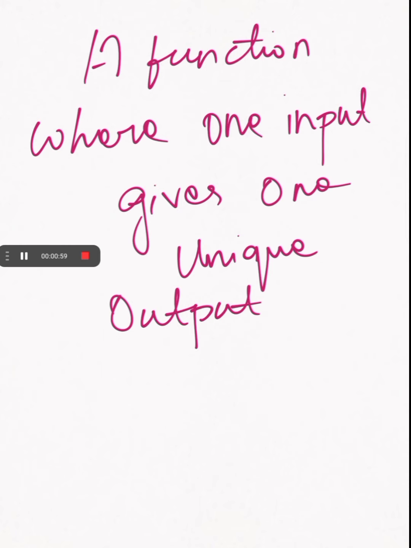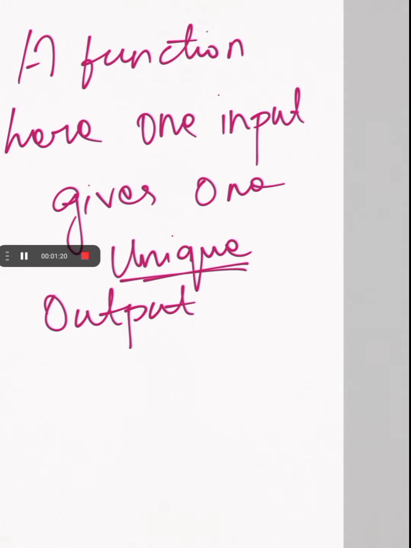Right? What is called function, we discussed in the first video. The function is nothing but the input gives an output, right? One input gives one output. Here, one-to-one function is a function where one input gives one unique output. The word unique is important here. One unique output. I will explain through the arrow diagram.